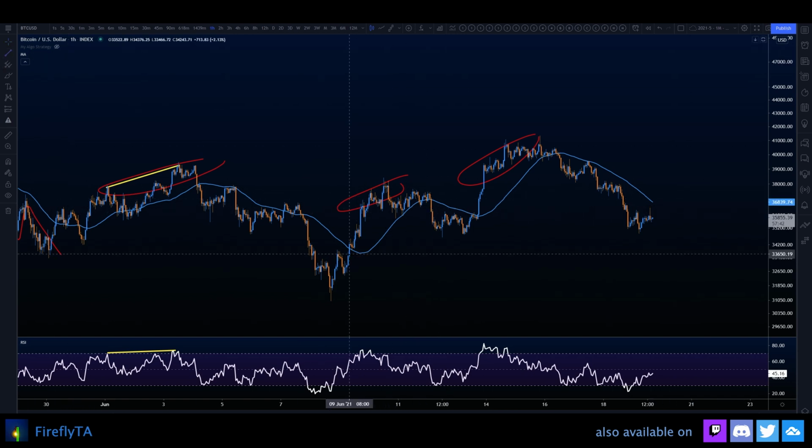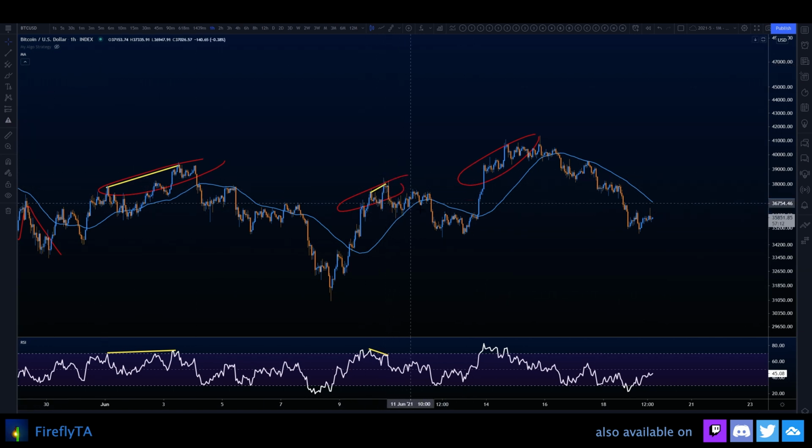Then we look at this case. So here you can see we have a higher high on price. This is a very tiny top. But as you can see, we have a lower high on RSI. So this is bearish divergence as well. And as you can see, it would have been a sell signal.